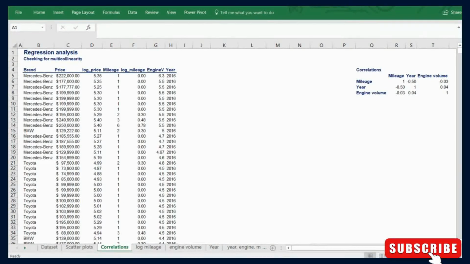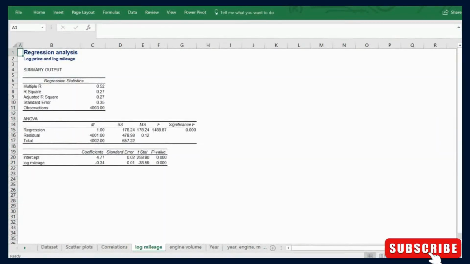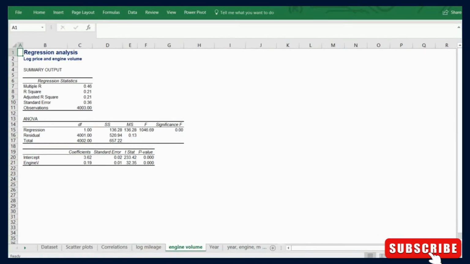First, let's explain log price with log mileage. We can see that the model is significant. The explanatory variable is significant too, and the r² of the regression is 0.27. So, we have some explanatory power, but this is not a very powerful model. Similarly, the r² of a regression of price with engine volume is 0.21.